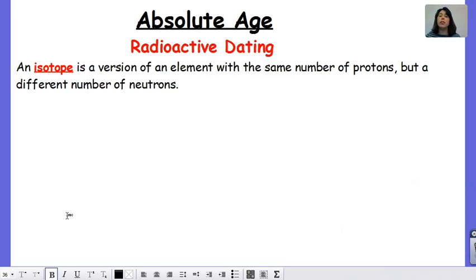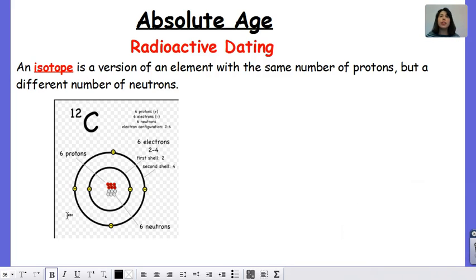And an isotope is a version of an element with the same number of protons but a different number of neutrons. Okay? So if we were to look right here, here's a sample of basic normal stable carbon. This carbon right here has an equal number of protons and an equal number of neutrons. 6 protons, 6 neutrons. Hence the name right here, C12 or carbon 12.